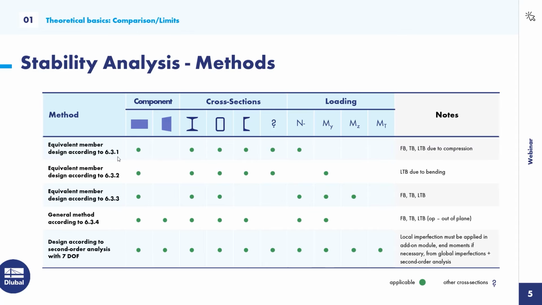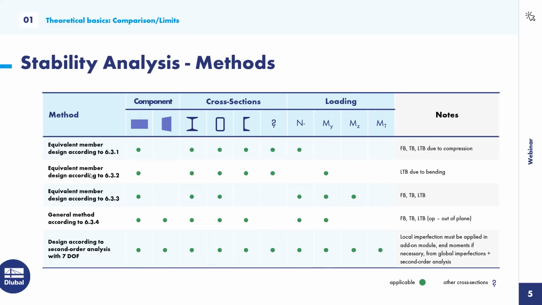This is for uniform members in compression. You can see I sections are valid. Hollow sections, and also other sections are valid, but only compression. And then the different designs, flexural buckling, torsional buckling, and lateral torsional buckling, are done. And examples for these methods would be hinged columns or compression members.